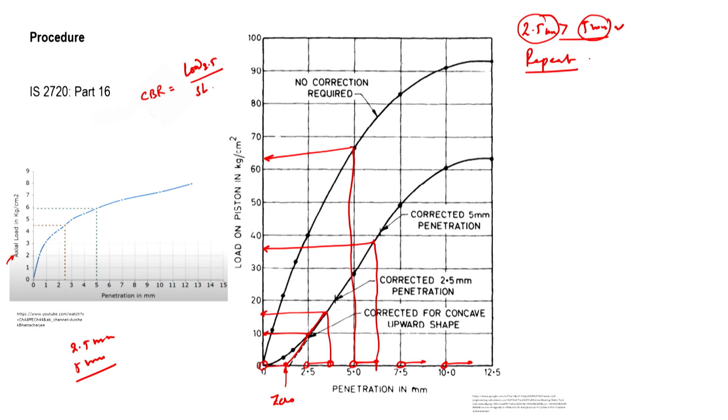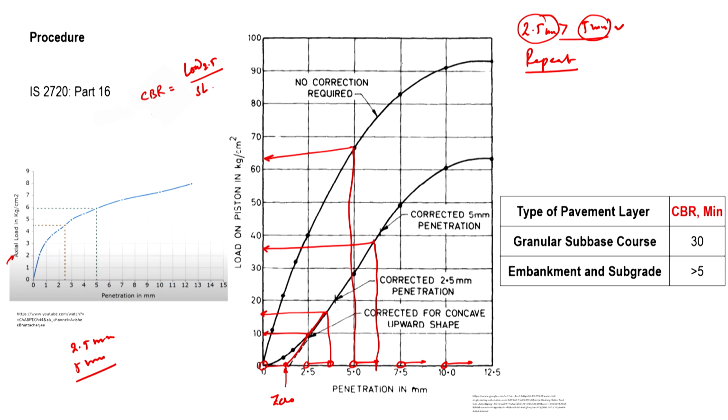Even after repeating the test, if you get the same trend that the CBR at 5 mm is greater than the CBR at 2.5 mm, then we will take the CBR corresponding to 5 mm penetration as the final CBR value. Talking about the specification, in terms of pavement engineering, our codal provision tells us what should be the minimum CBR value for the soil to be used in different layers.